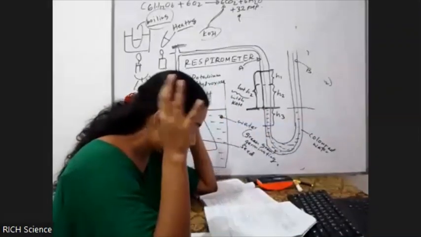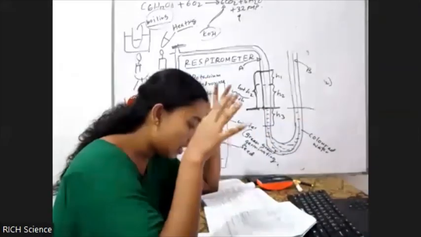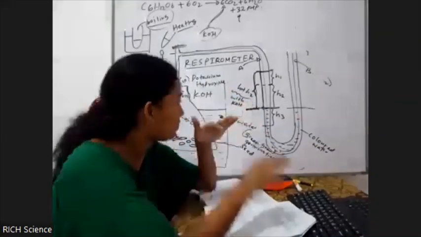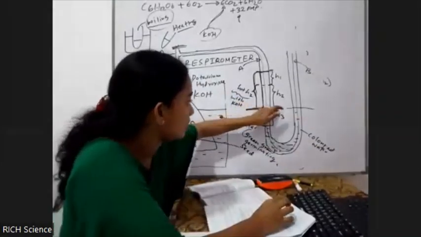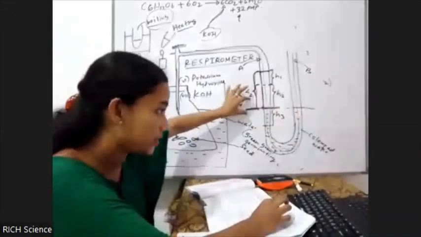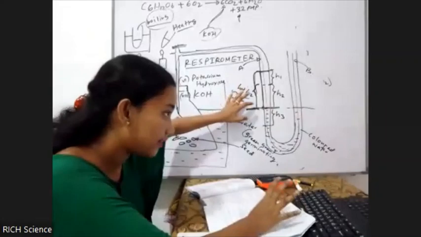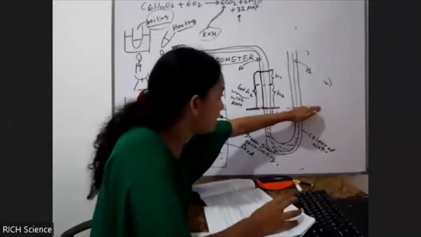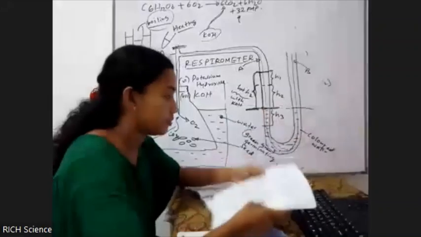At the initial stage of the practical, how should the liquid levels of the two arms of the U-tube look? That means the same. At the initial point, the water levels should be at the same level.